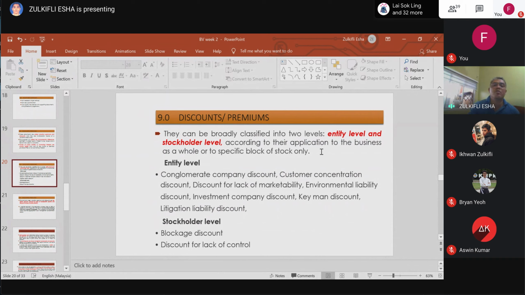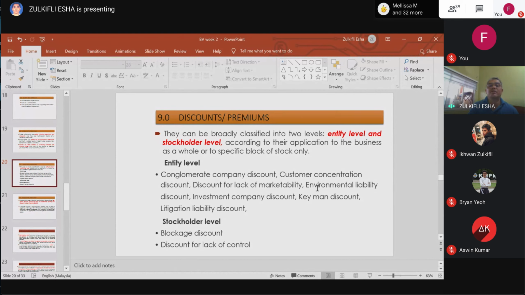So this is more related to public limited company or private limited company. It is nothing to do with sole proprietorship or partnership.